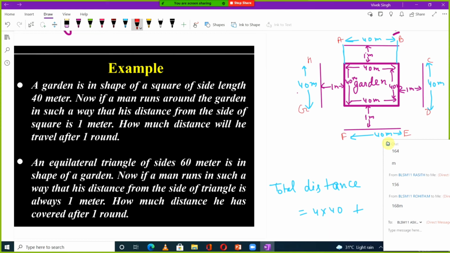It means he will move in a circular path, because from the center of the circle, the distance to any point on the circle is the same. Always it will be the radius. So this point will be your center, and he will move in a circular path like this. So the distance will always be 1 meter. So this radius is given as 1 meter.